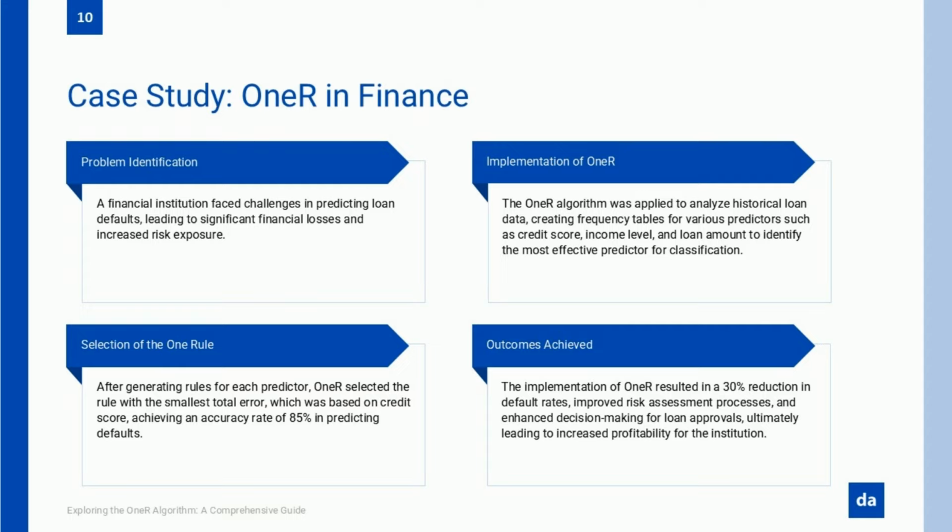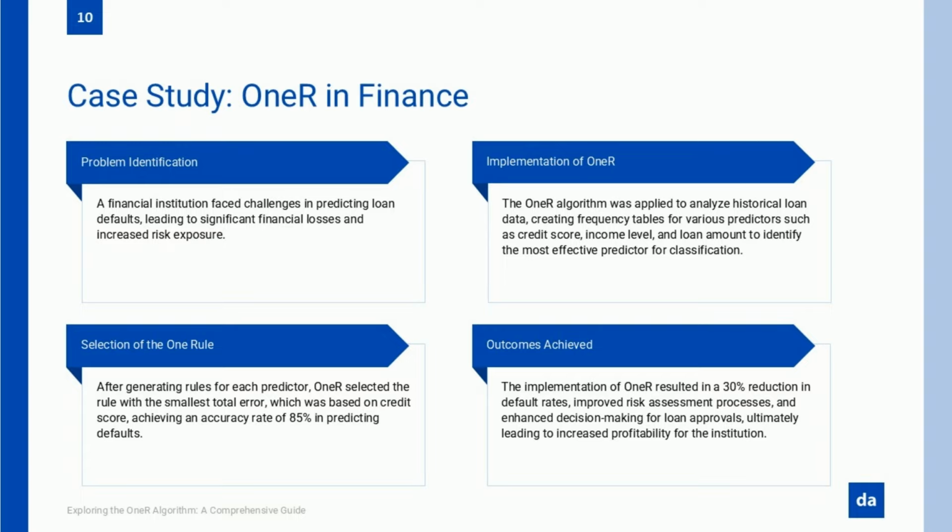The algorithm generated a simple rule: if the credit score is below 600, then high risk of default. This rule alone provided a reliable and actionable way to assess borrowers. Loan officers could now make quick decisions without relying on complex models that required extensive interpretation. Once implemented, the impact was immediate.